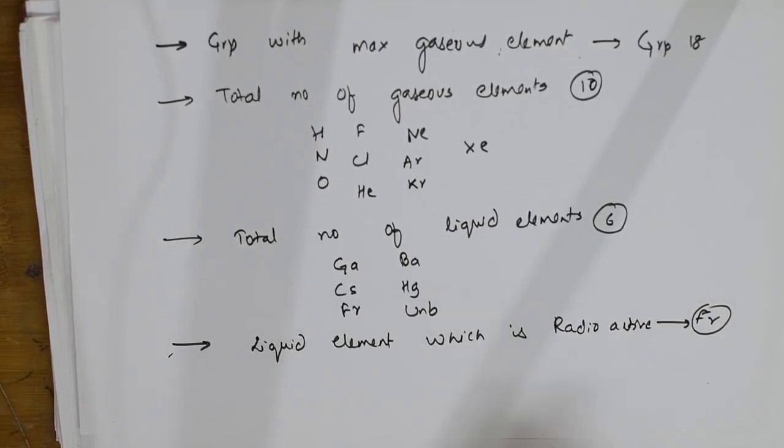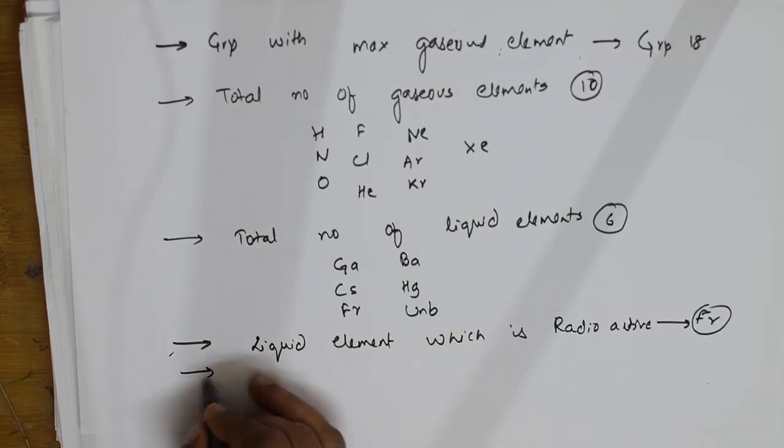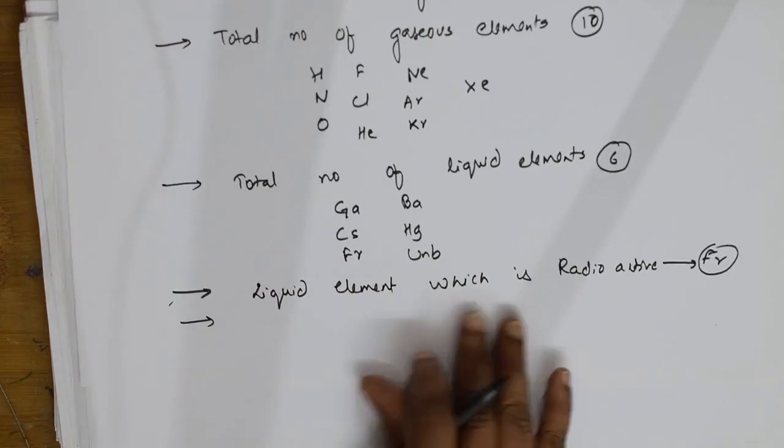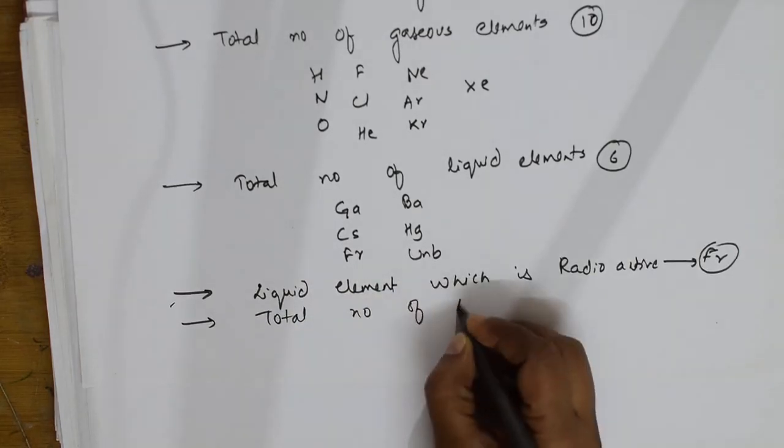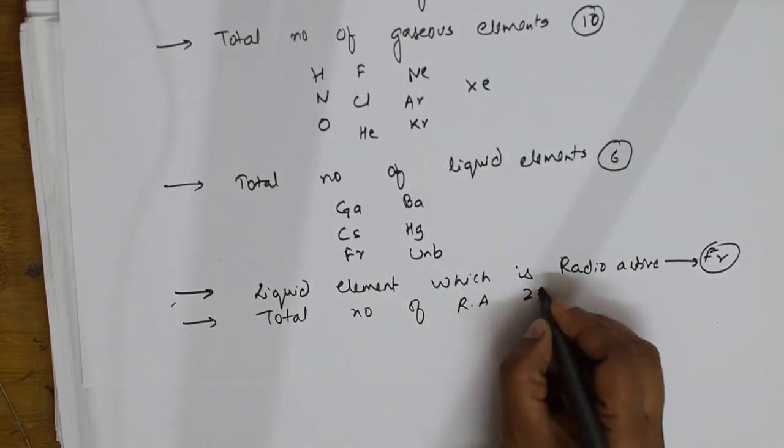Next, how many total radioactive elements do we have in the periodic table? Basically 25 radioactive elements are there. Total number of radioactive elements: 25.